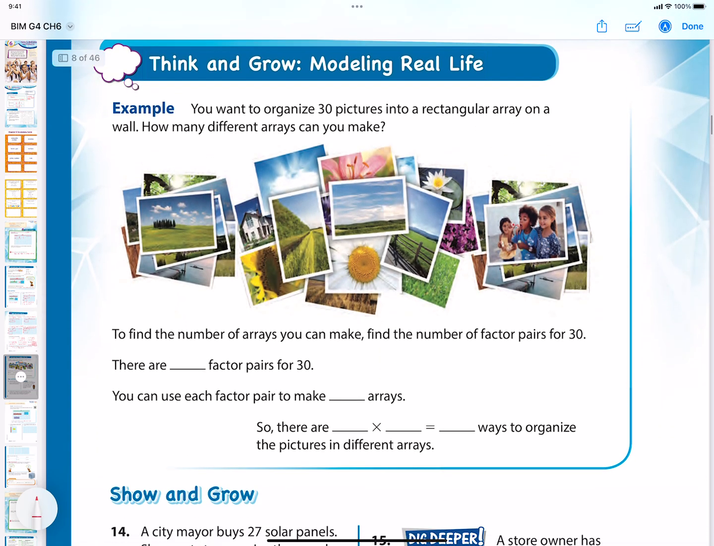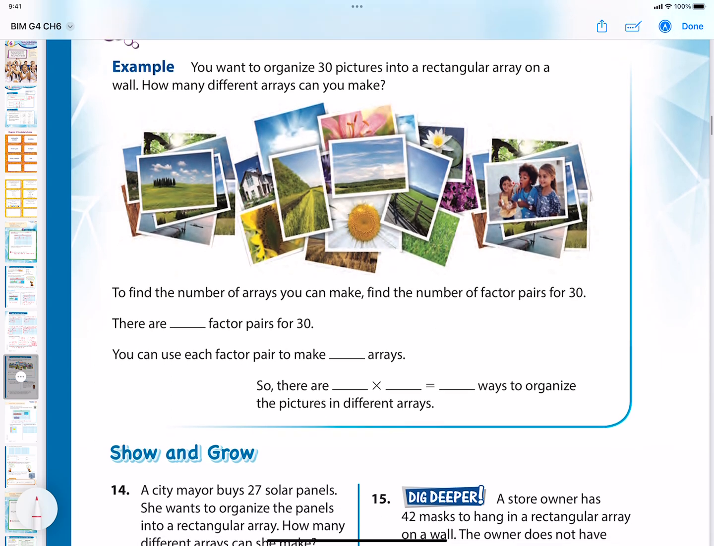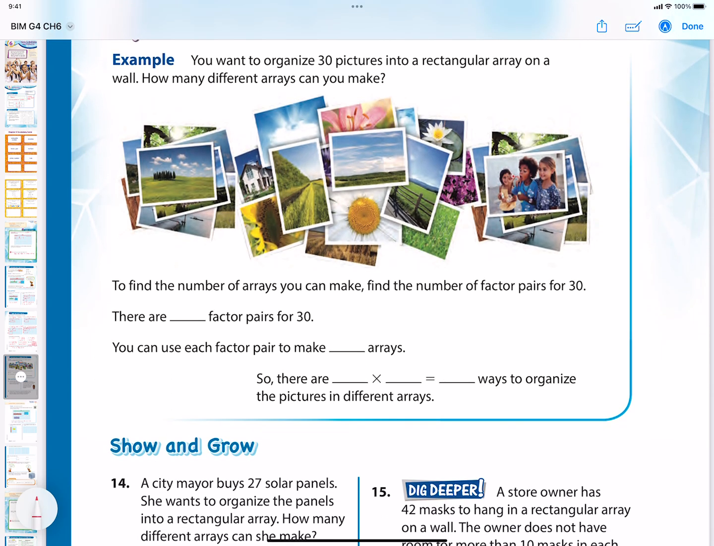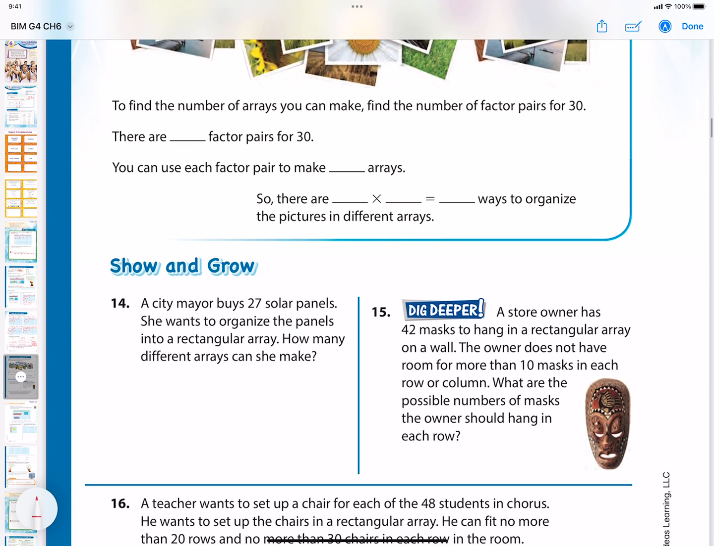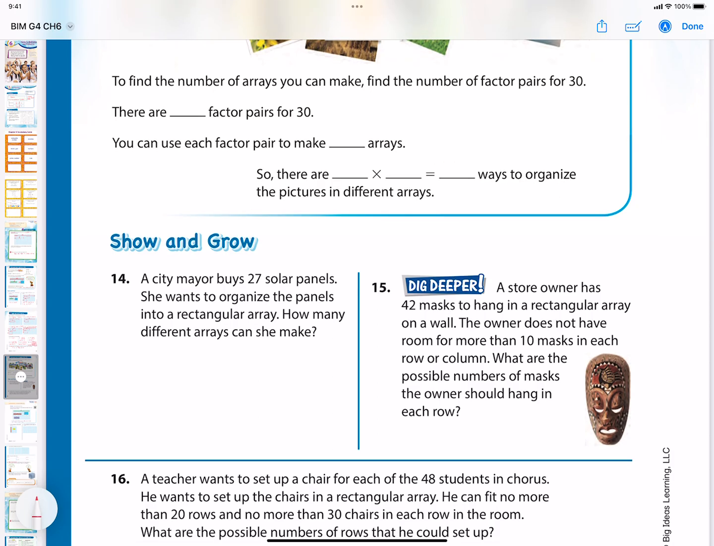Think and grow, modeling real life. Okay, so you want to organize 30 pictures into a rectangular array on a wall. How many different arrays can you make? All right, to find the number of arrays you can make, find the number of factor pairs for 30. Okay, so now let's find out.